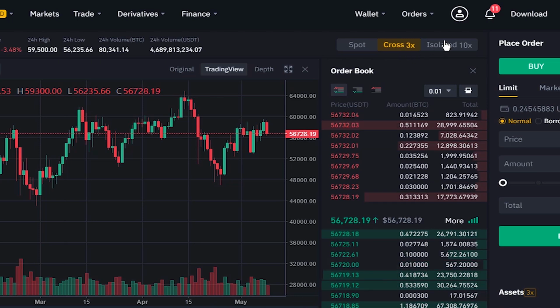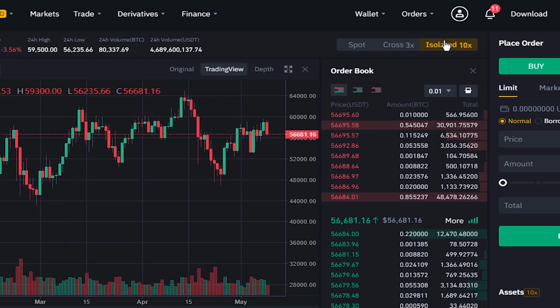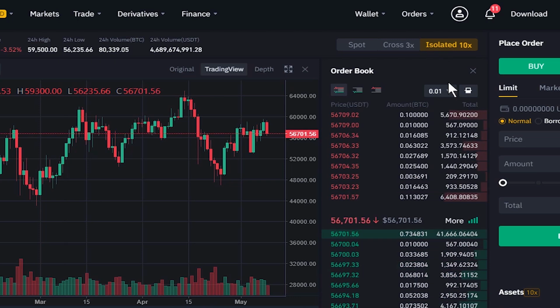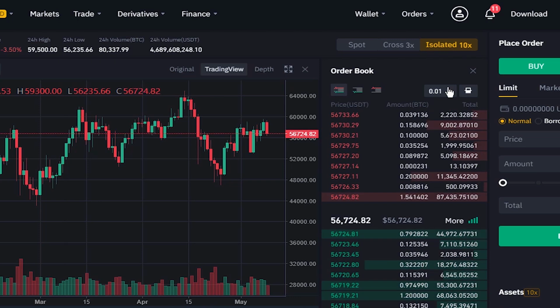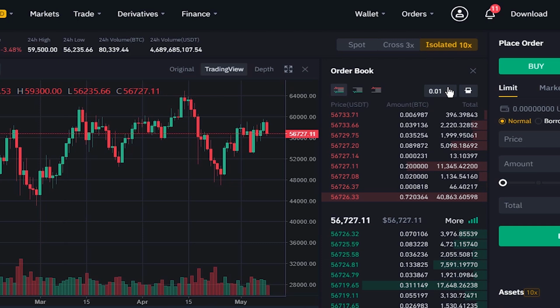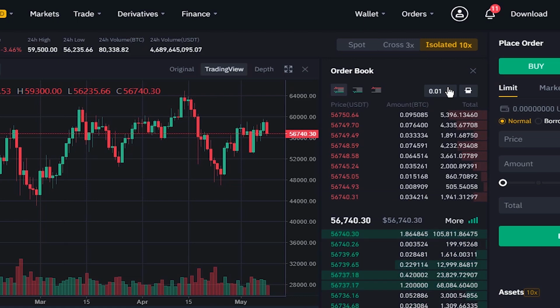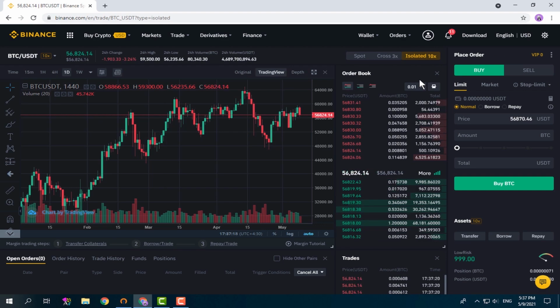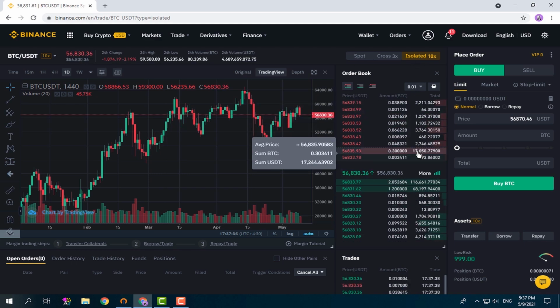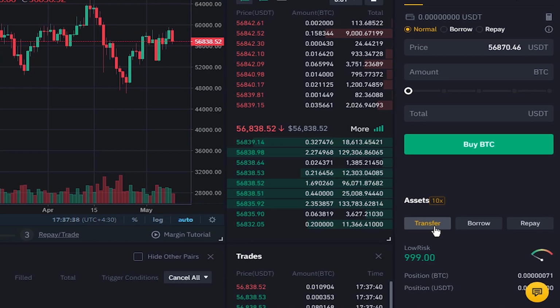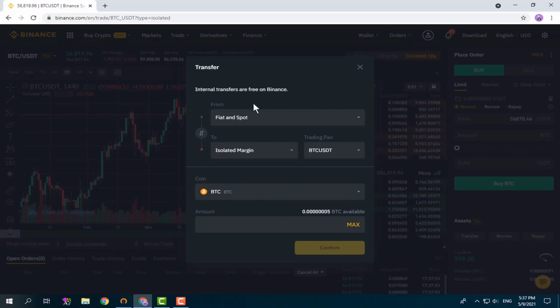And in isolated margin, you assign different margins for different positions, and this helps you to limit the risk of losing the entire margin balance and liquidation of all your open positions. Instead, you only lose the isolated margin for that particular position. Now let's transfer coins to show you the difference in practice. Pay attention that Isolated 10x is already selected. To transfer coins here in the isolated margin wallet, we click on transfer, and the transfer window opens.